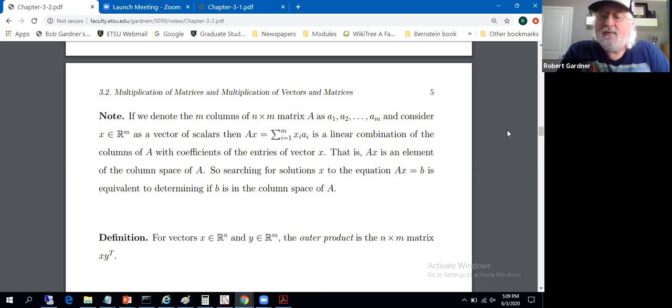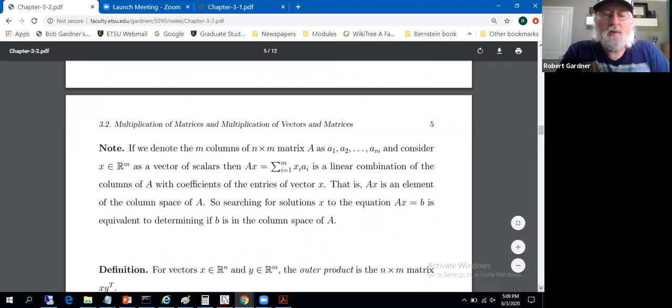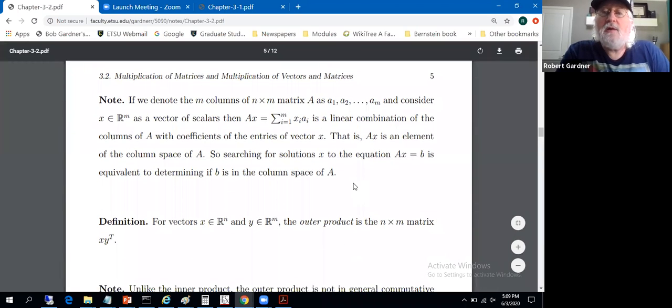I bet you if we looked back upstairs and we focused on this, we could probably have some sort of interpretation in terms of row spaces back up here with this transpose and multiplying on the left. Okay, so we'll stop there and pick up next with outer products of matrices and their properties.